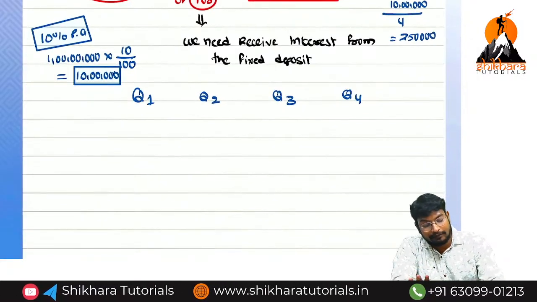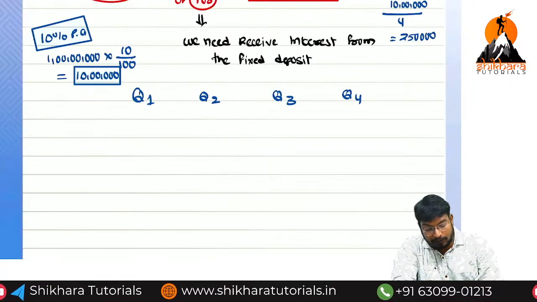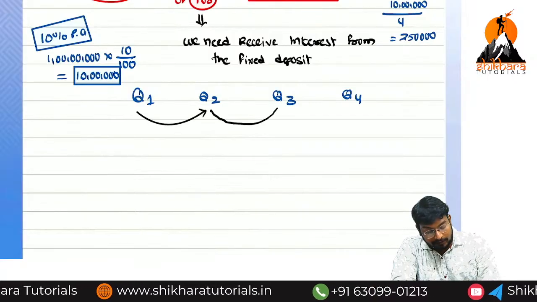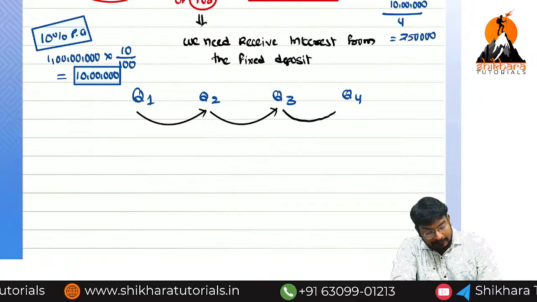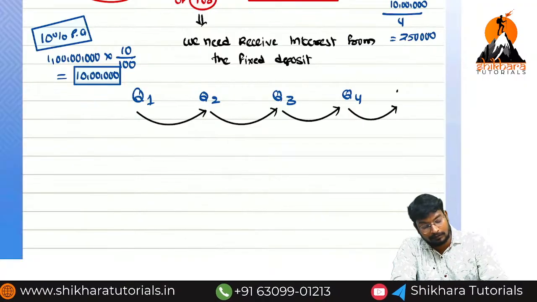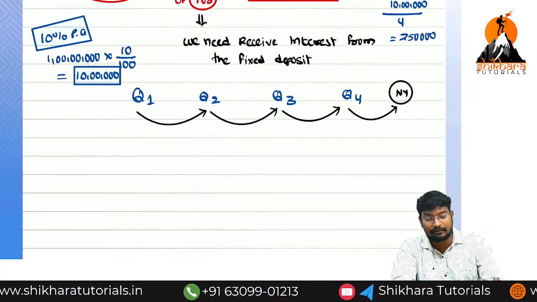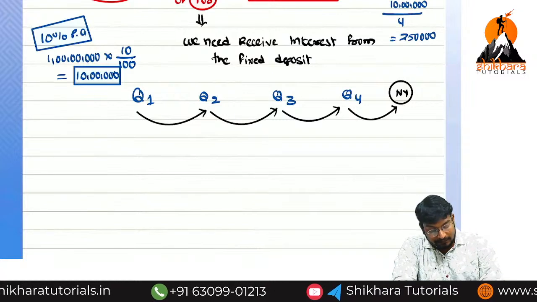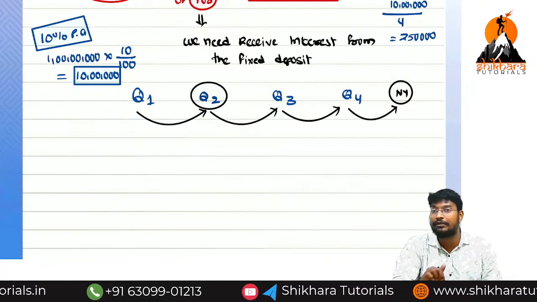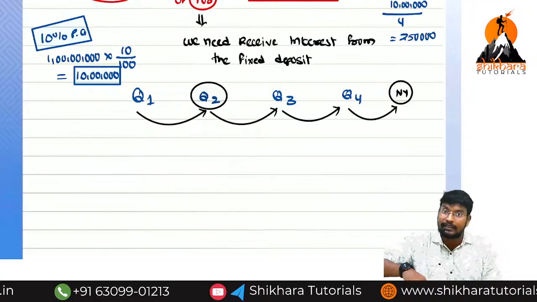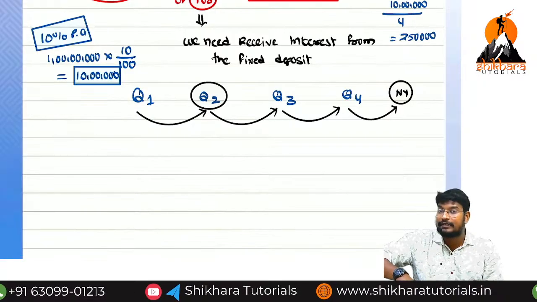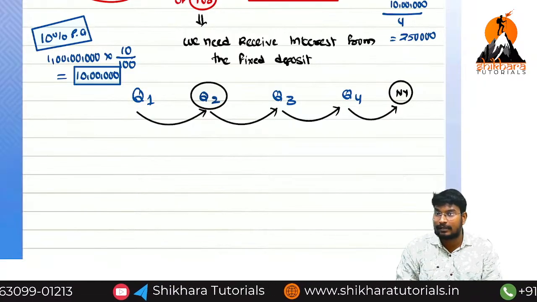But what is going on here? Quarter 1 interest will be received in quarter 2. Quarter 2 interest will be received in quarter 3. Quarter 3 interest in quarter 4, and quarter 4 interest in the next year. So we will receive the quarter 4 interest next year. Quarter 1 interest we receive in quarter 2, but that is still in the current year.